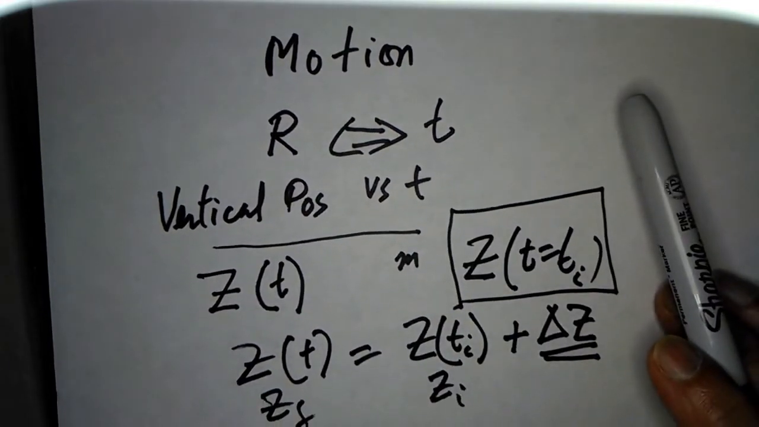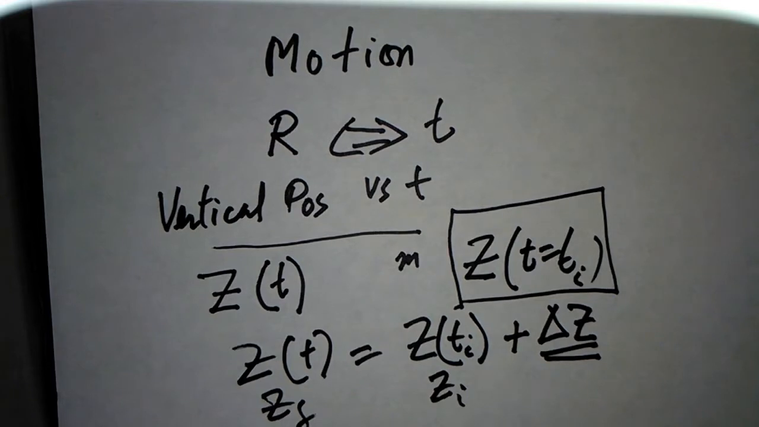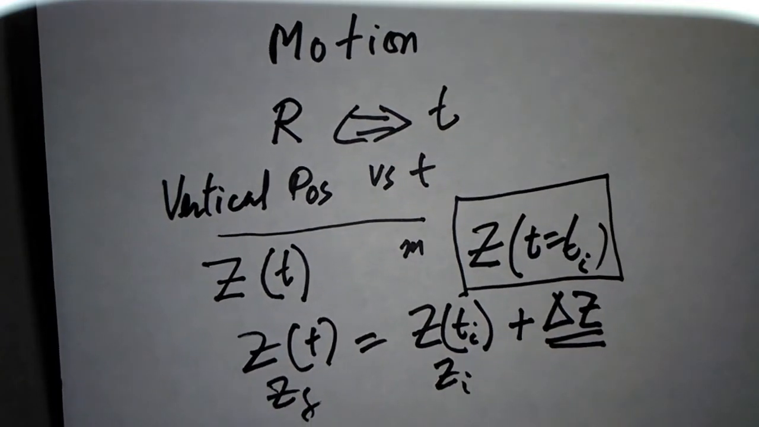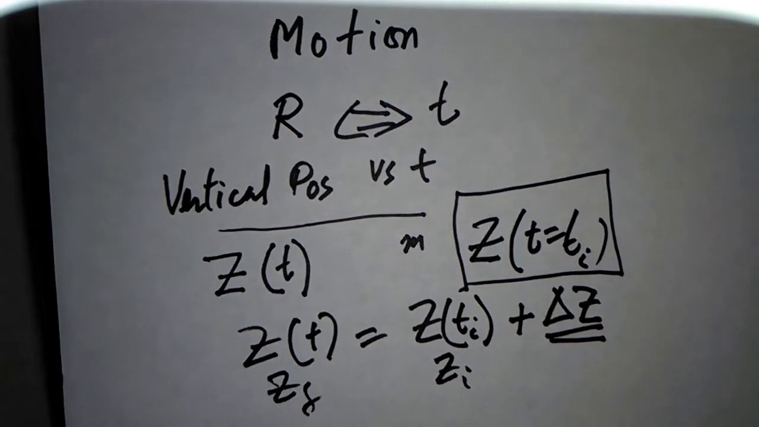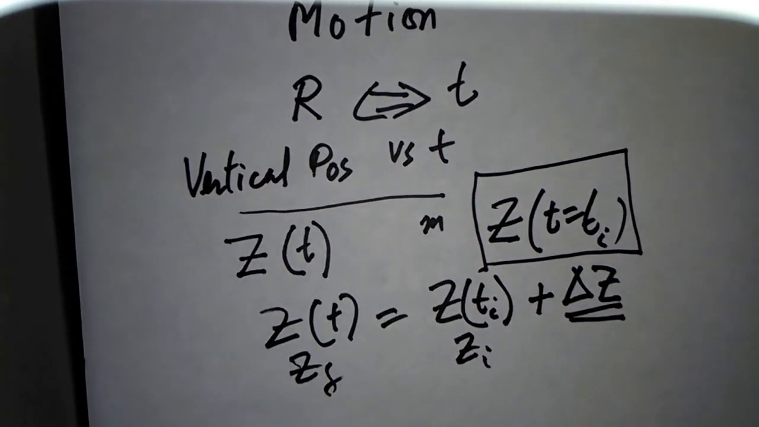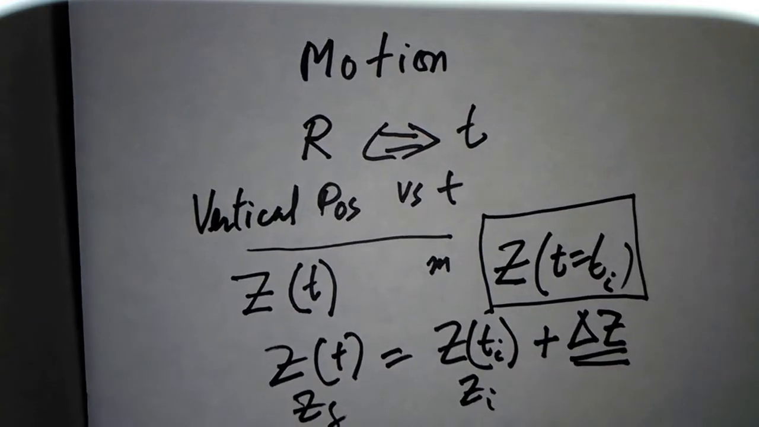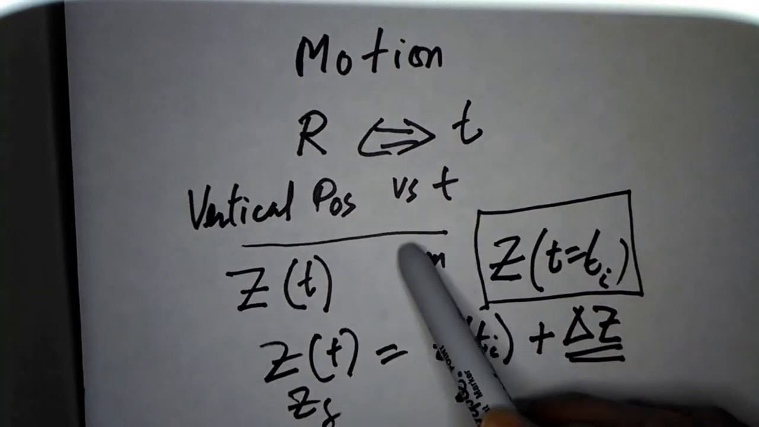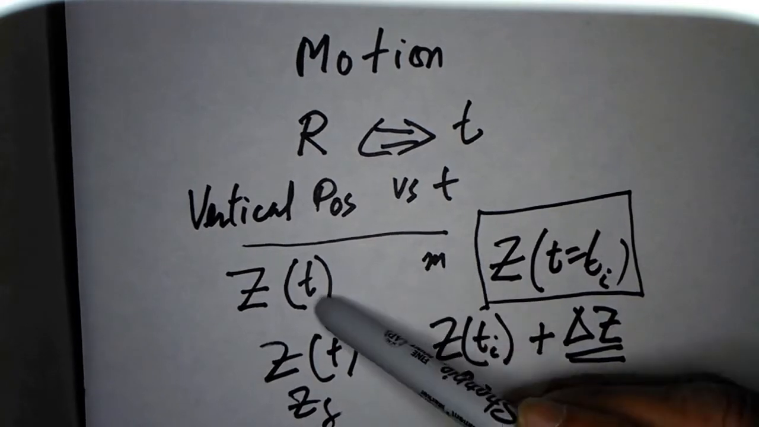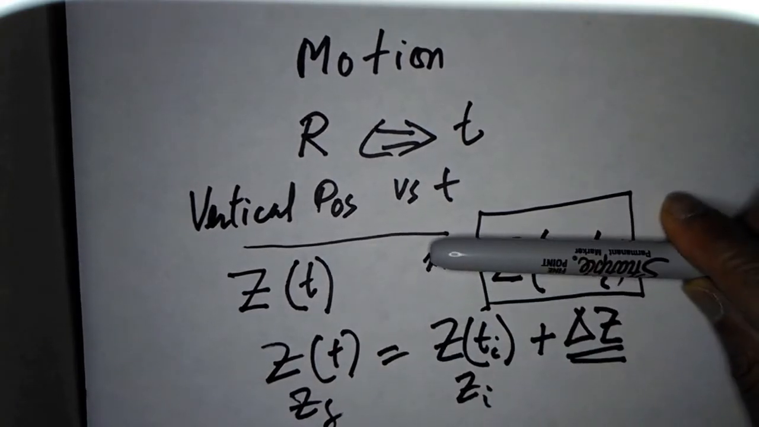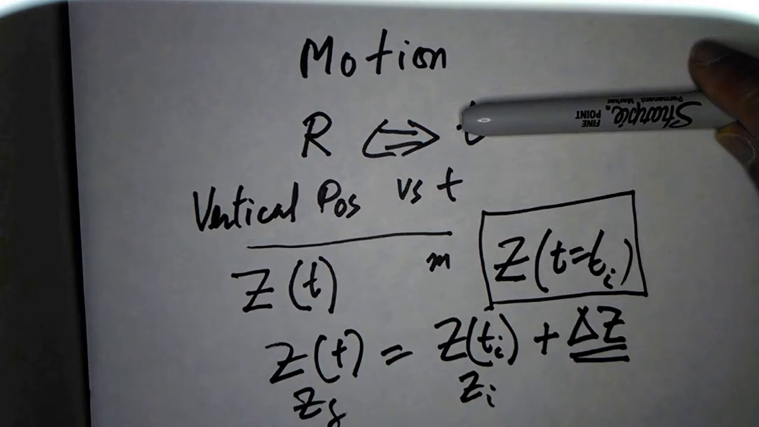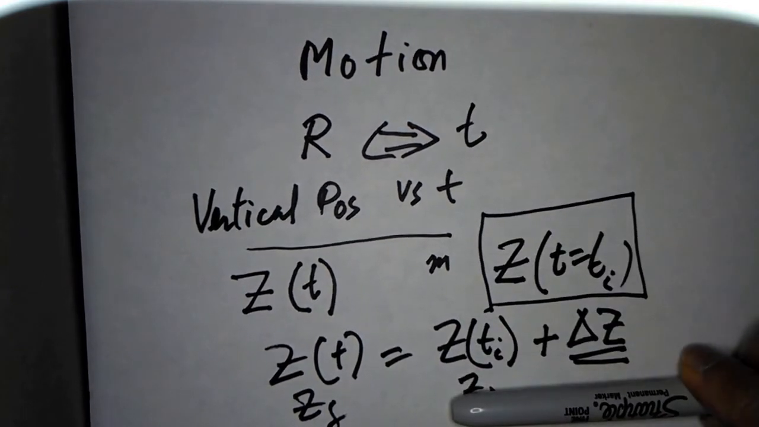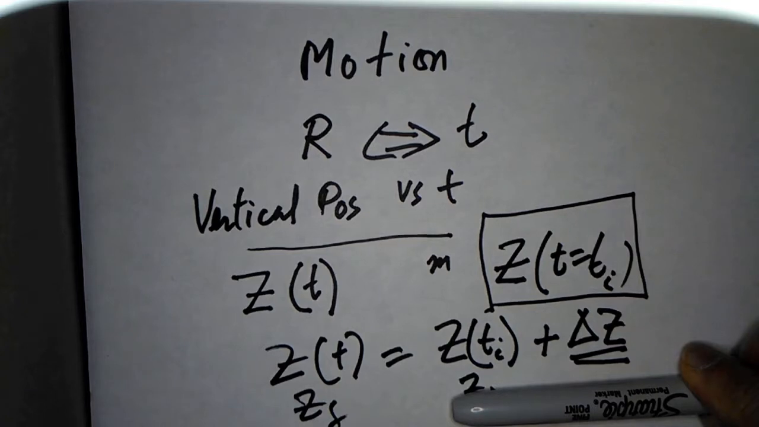The symbol I want to use for vertical position is going to be z of t. Z of t is going to be my vertical position. So what does a vertical position mean? I'll be measuring it in meters: so many meters above my reference level, so many meters minus, so many meters below my reference level.